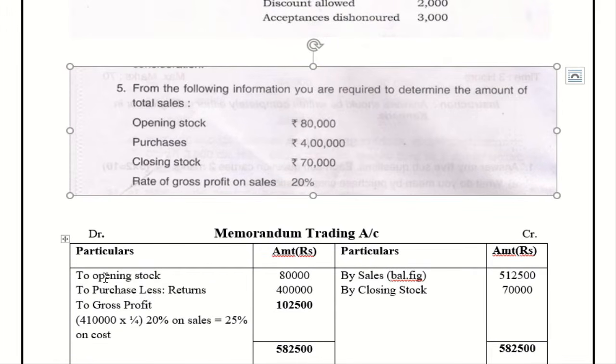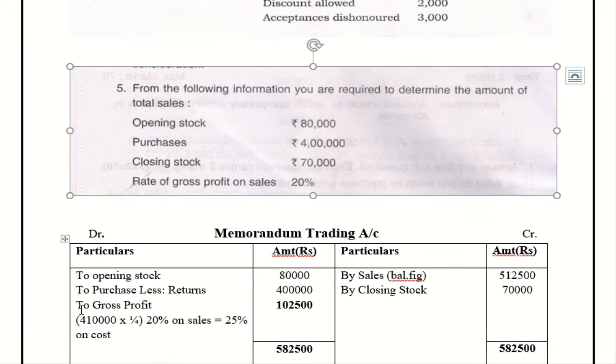Opening stock starts on the debit side, so in the trading account we start with opening stock. To opening stock 80,000, and to purchases, which is a debit expense, purchases after returns, 4 lakh. And next, closing stock will go to the credit side. Here they want us to calculate sales. Then they have given the rate of gross profit. It indicates that you have to find out the gross profit by using the rate of GP.